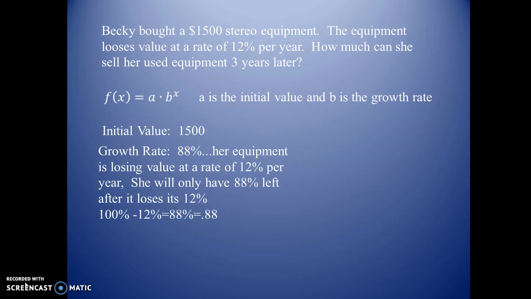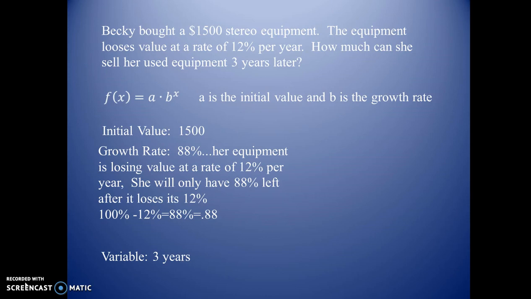Now, her growth rate here is only 88%. Why? It's because her equipment is losing value. She doesn't even have everything she started with. All right? She is losing 12% a year, so she will still have 88% of her value left. So to get a decay, you have to take what you started with, which is 100% of your stuff, and subtract off the percentage that you're losing, which means you have an 88% growth rate.